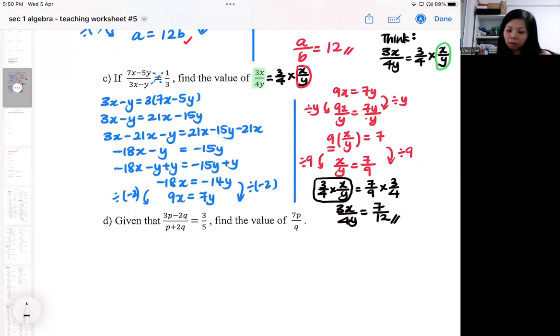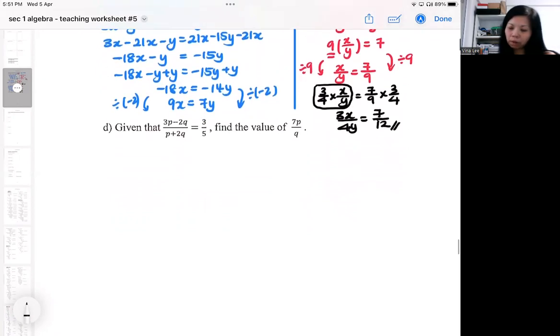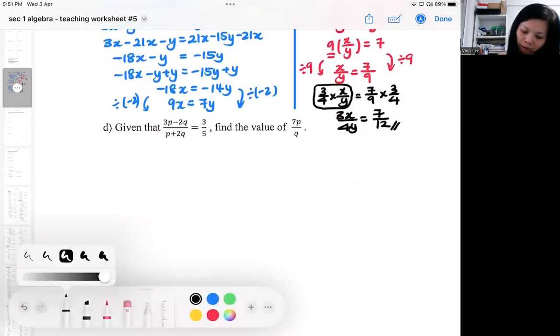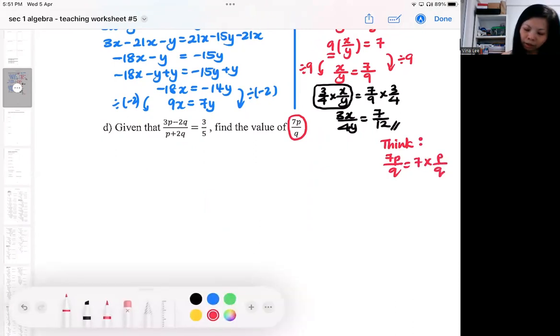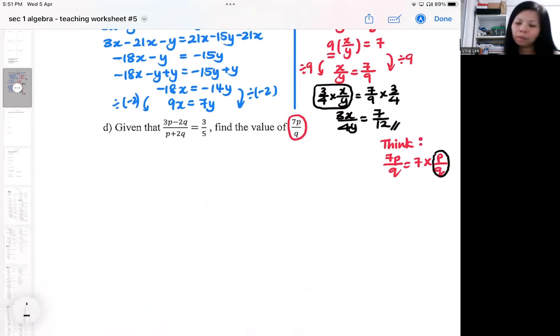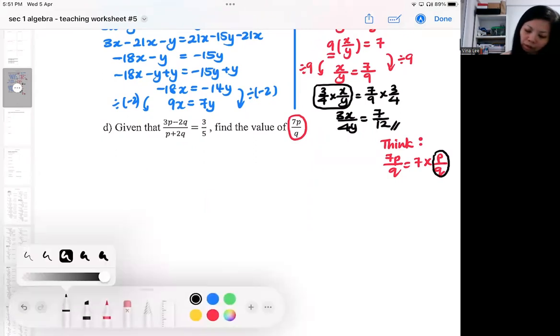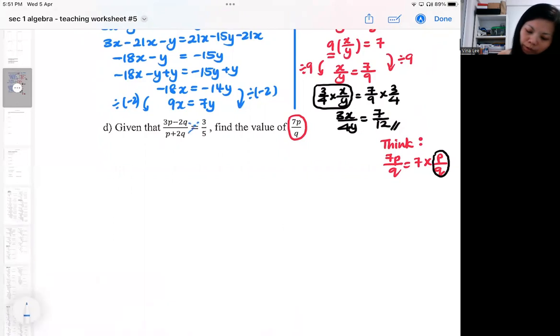One last question here. The question is asking for 7p over q. For 7p over q, you can think of it as 7 times p over q. If you think of it as 7 times p over q, you focus on p over q. Then later on, you multiply 7 on both sides. So go for your cross multiplication first.